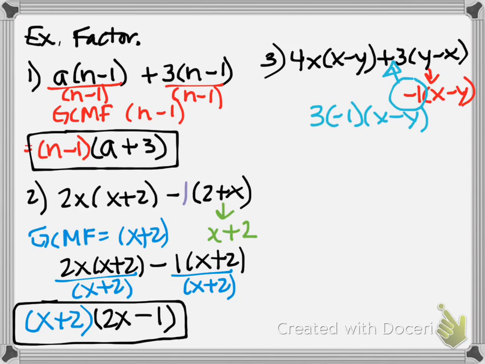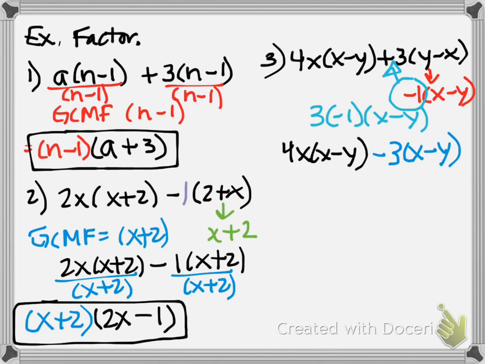So now my problem is written this way. I haven't touched the first guy at all. 4x times the quantity x minus y. But for the last guy, I've got a lot of changes. I have 3 times negative 1 is negative 3. And then I have the x minus y. Okay? So that's what we have to do, is we have to make sure that we take that negative and that we attach it by multiplication with whatever's in front of the binomial.